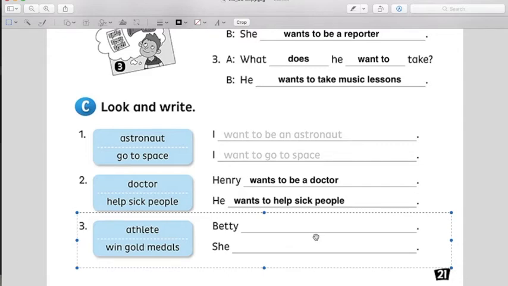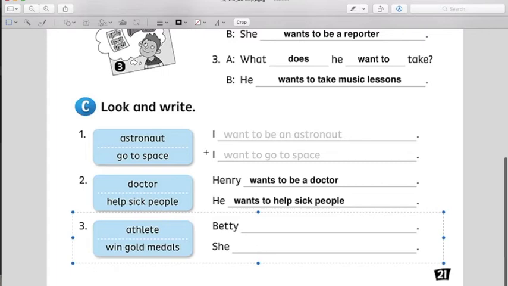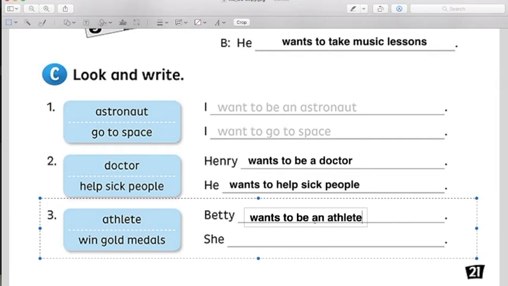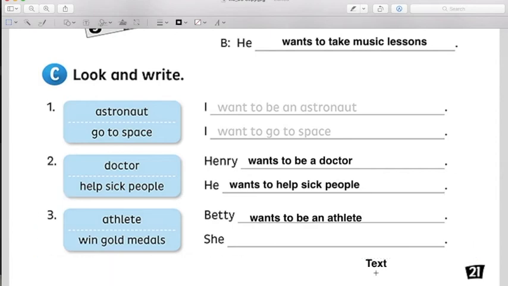Now let's look at number 3. We have Betty. Betty is a girl's name. That's why it says she. Betty wants to, it looks like we have the word athlete, and what does an athlete do? Win gold medals. So Betty wants to be an athlete, right? An athlete. And what does she want to do? She wants to win gold medals.